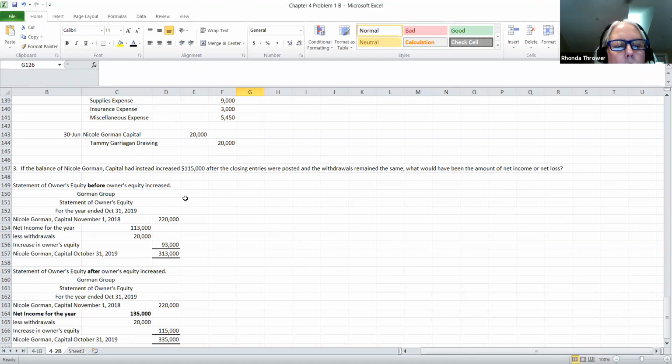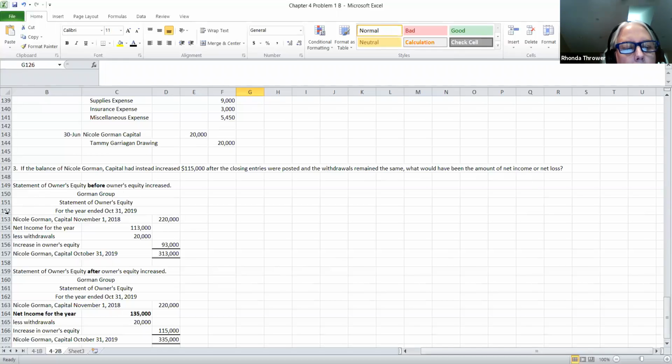In the what if analysis, what I did is I just copied the previous statement of owner's equity down here so you could see what we had done previously, the statement of owner's equity before the owner's equity had increased. So this part 3 is a what if analysis. What if the balance of Nicole Gorman capital had instead increased to 115,000 after the closing entries were posted and the withdrawals are going to remain the same? What is the amount of the net income or loss?